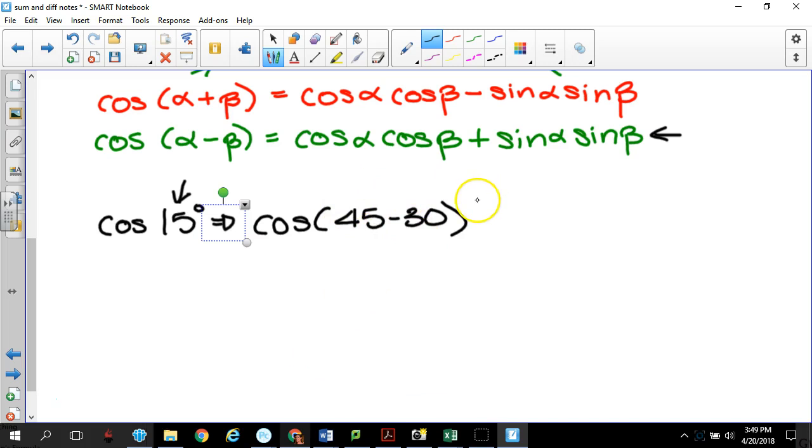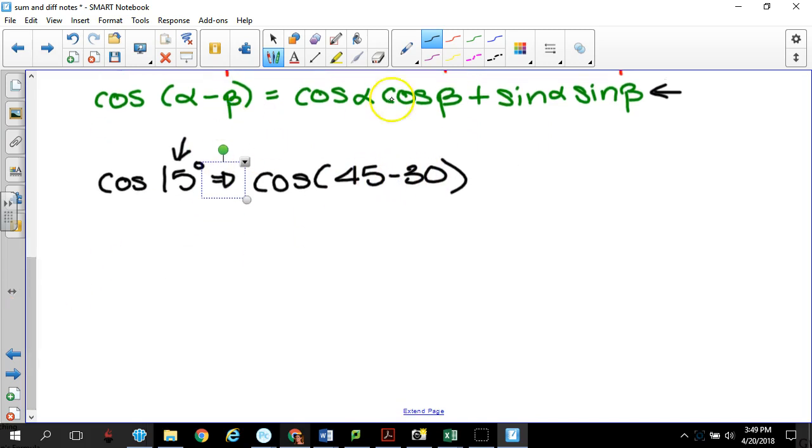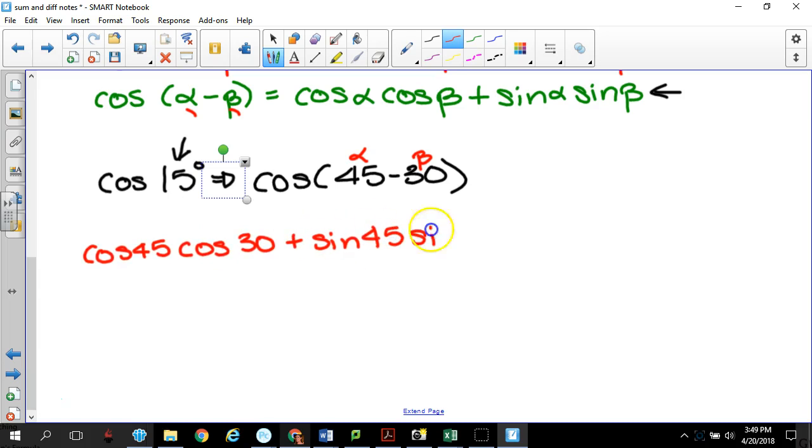I can't do 30 minus 45 because that would be negative 15. I can't do 45 plus 30 because that would be 75. I can't do 30 plus 45 because that would also be 75. This is the only way I can do it with these two numbers. So now I'm going to use this equation, where alpha is 45 and beta is 30. Everywhere I see alpha, I'm going to put 45, and everywhere I see beta, I'm going to put 30. So I have cosine 45 cosine 30 plus sine 45 sine 30.